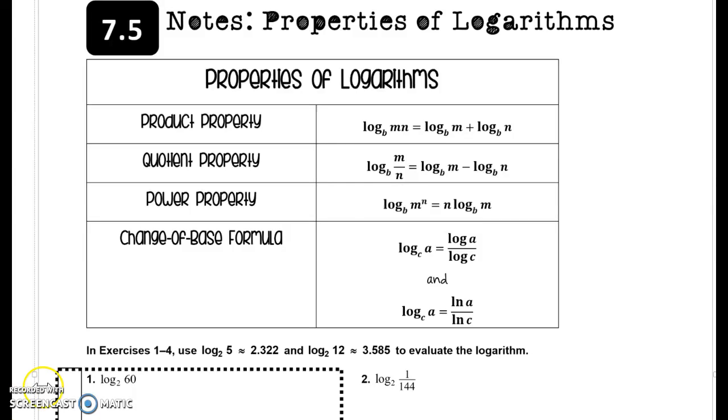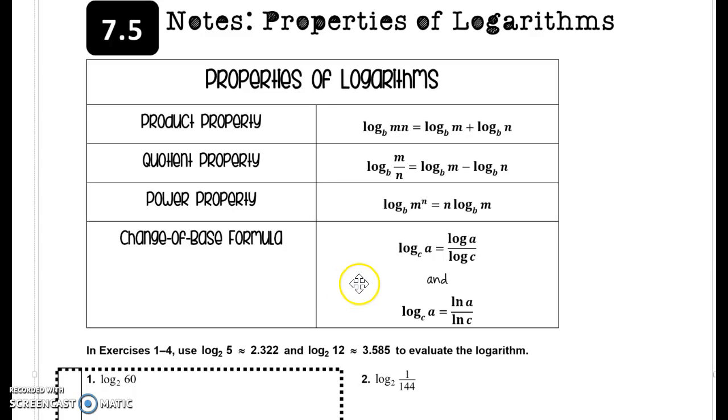Today's notes are 7.5, Properties of Logarithms. Let's go over this chart. The first property is the product property. If you're multiplying m and n, you can separate it into addition and two logs. Quotient property: if you're dividing m by n, you can also separate it, but this time you use subtraction. The power property says that you can put that power in front of the log.